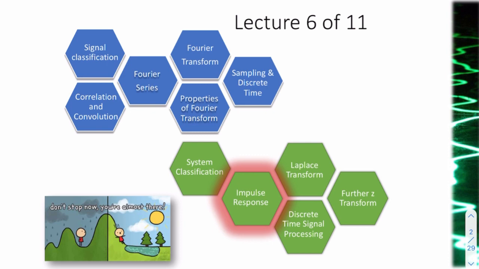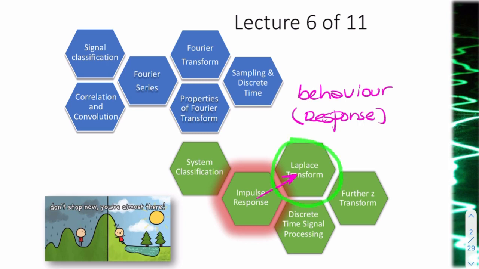How do systems actually behave? So we're going to look at the behavior of systems, and in particular we'll look at something called their response or their impulse response. And that will help us next week understand how the Laplace transform can simplify this. And then in the final 2 weeks, we'll look at the Z transform, which is for discrete time systems. So the Laplace transform is for continuous time.